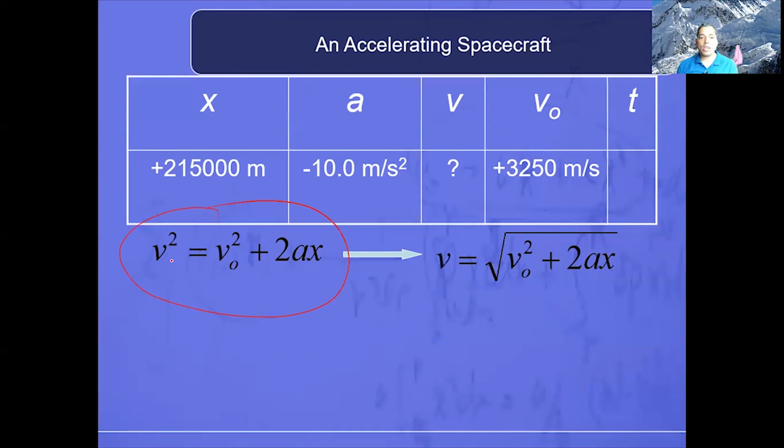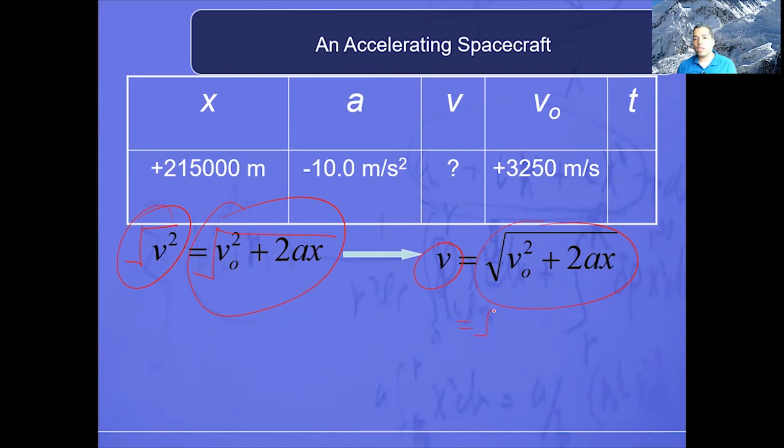So v squared equals v0 squared plus 2ax, right? Then what is your v? To find v, take the square root on both sides, right? So on the left side, you have v, and then you have this on the right. Now let's plug in the values here. So what do you get if you plug in those?